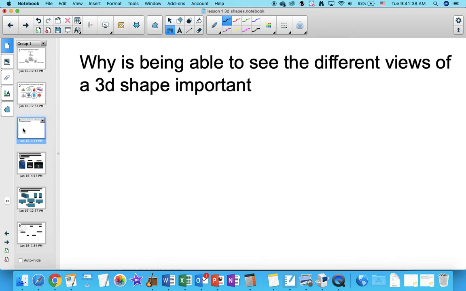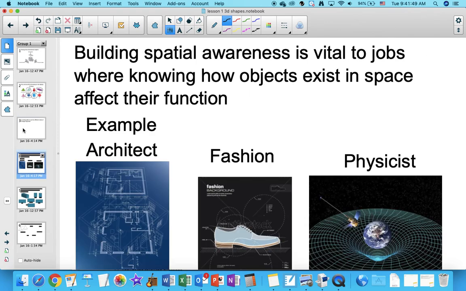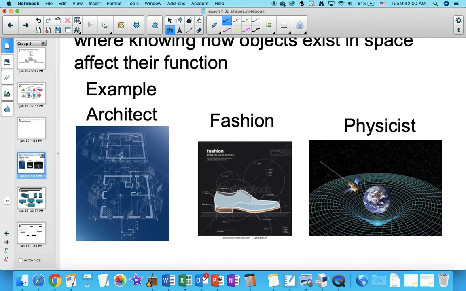So, why is being able to see different views of 3D shapes important? Why should we be able to understand that when you look at a 3D object, it's going to look different depending on how you're looking at it? Well, building spatial awareness is vital to jobs where knowing exactly how objects exist in space affects their function. Architects need to design and make blueprints on different buildings that they're designing. Fashion, you need to understand where things go on articles of clothing so that they feel comfortable. Physicists absolutely need to know how bodies in space move and how they look depending on how or where you're looking at them.